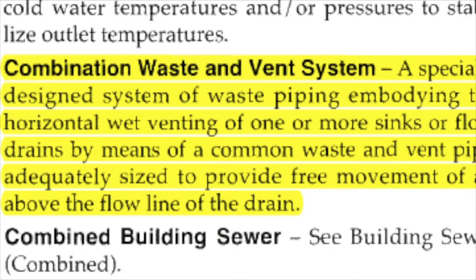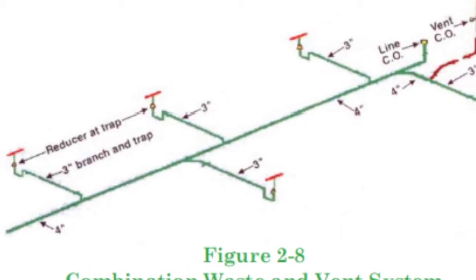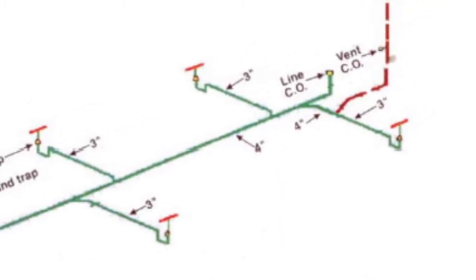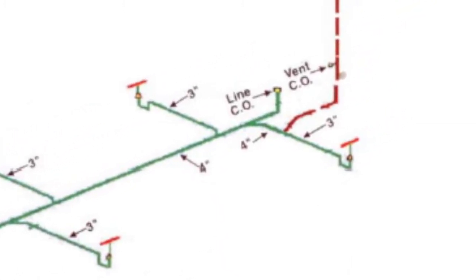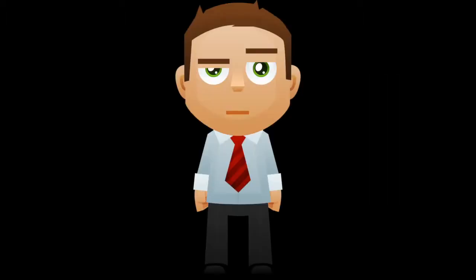Combination waste and vent system. A specially designed system of waste piping embodying the horizontal wet venting of one or more sinks or floor drains by means of a common waste and vent pipe, adequately sized to provide free movement of air above the flow line of the drain. Confined space. A room or space having a volume less than 50 cubic feet per 1,000 BTUs per hour of the aggregate input rating of all fuel-burning appliances installed in that space.